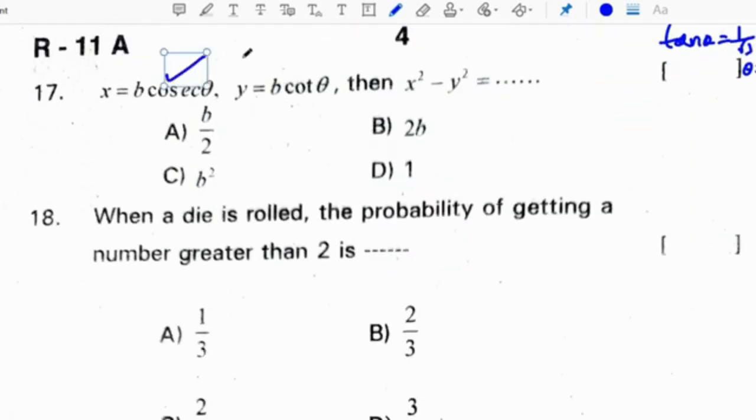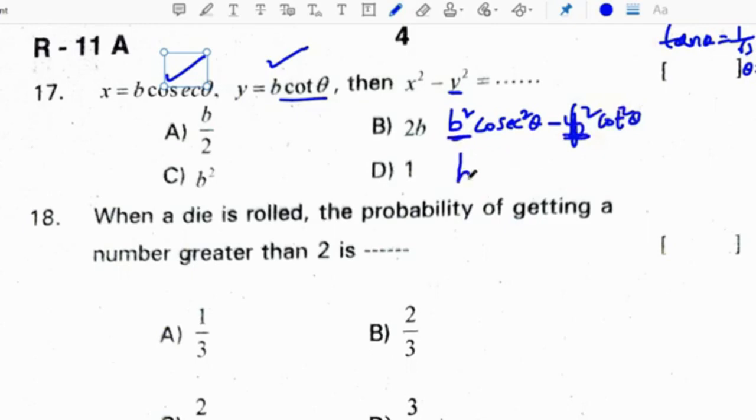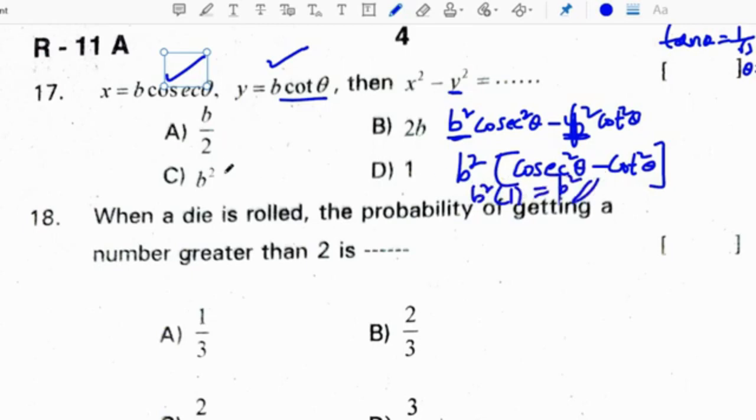X is equal to b cosecant theta, y is equal to b cot theta, then x square minus y square. So we will square: b square into cosecant square theta minus y square. Y is given as b cot theta, y square will become b square cot square theta. In both cases, b square is common. We will take b square out. Cosecant square theta minus cot square theta we will write. So cosecant square theta minus cot square theta value we all know is 1, it is an identity. b square into 1 is b square. So correct option for 17th question is C.